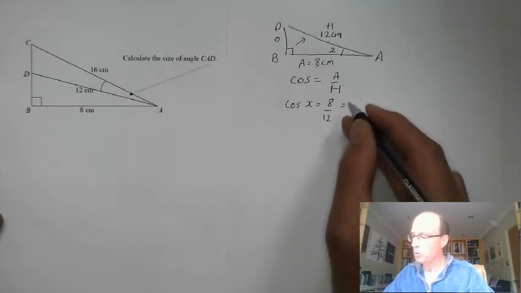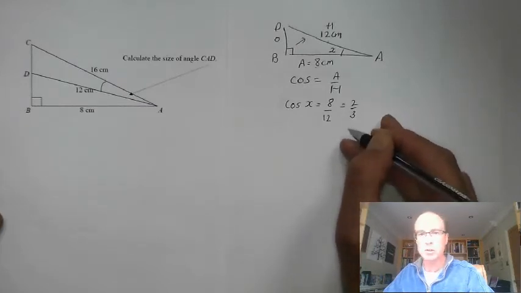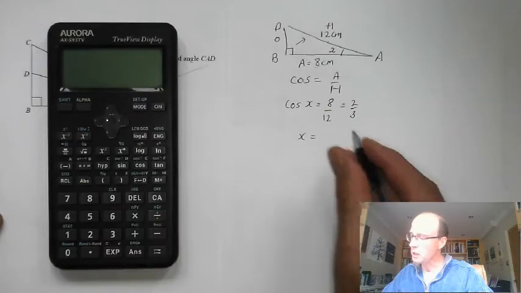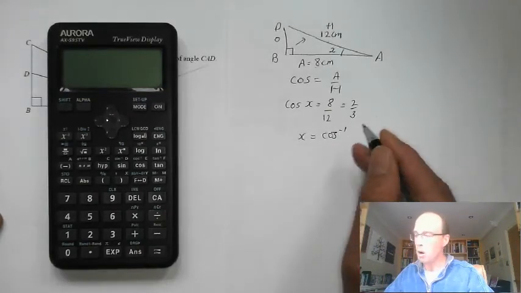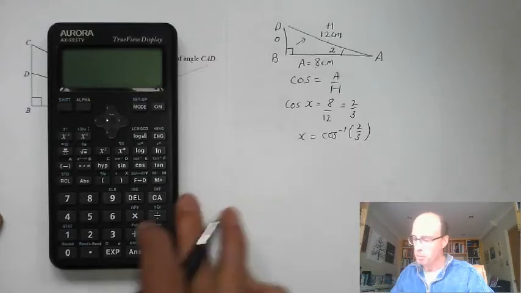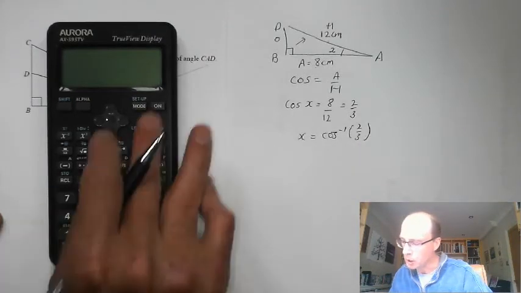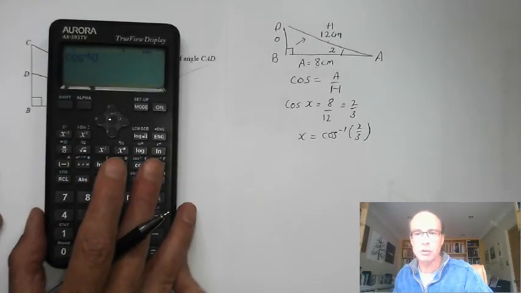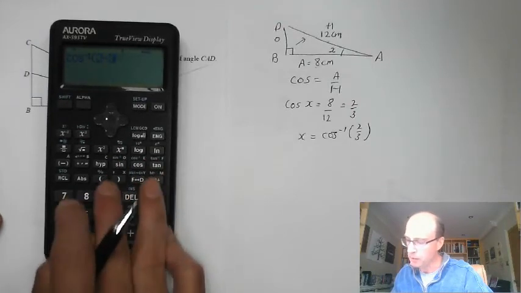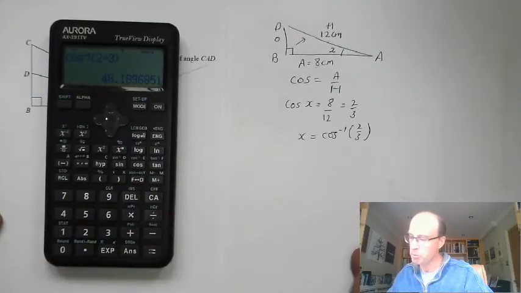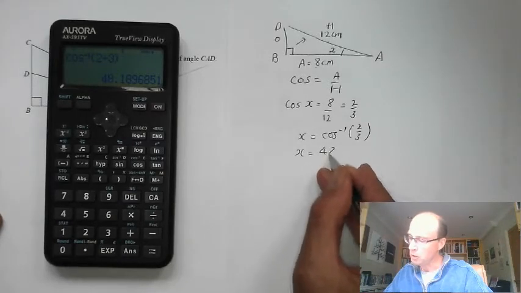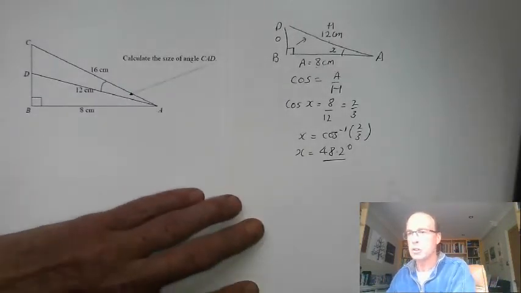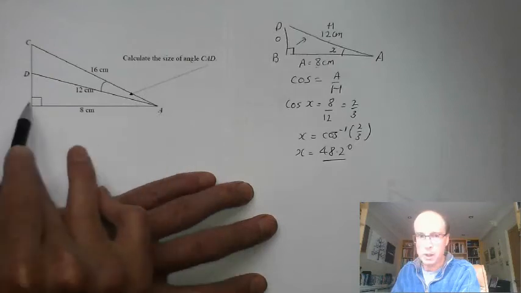Divide top and bottom by 4, and that's going to give me 2/3. So we're looking for angle X, which is going to be equal to the inverse cos, cos to the minus 1, of 2/3. Pop that into the calculator, make sure it's switched on. We've got shift and the cos button, so that's giving me the inverse cos of 2 divided by 3, and that equals 48.2. So X is equal to 48.2 degrees.